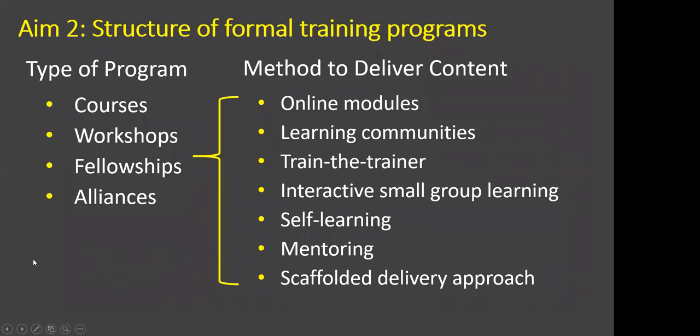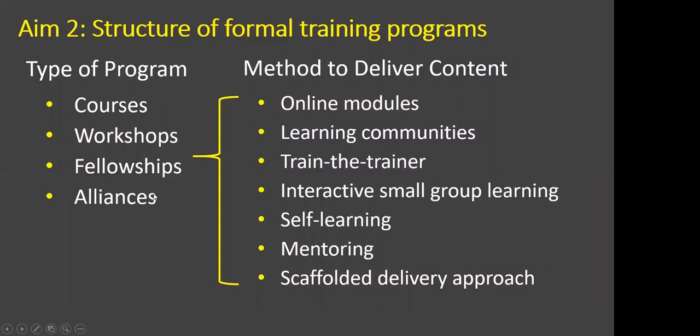The second aim was looking at the structure of formal training programs. We divided that into 2 areas: the type of program and the method to deliver the content. The type of program, we categorized into 4 areas. So standalone courses, and that could be one course or a series of courses. Workshops, which were probably more long-day type workshops, ranging from 1 to 4 days. Fellowships, which are usually longer term, maybe a year-long program. And it seemed like medicine had more of the fellowship type of programs.